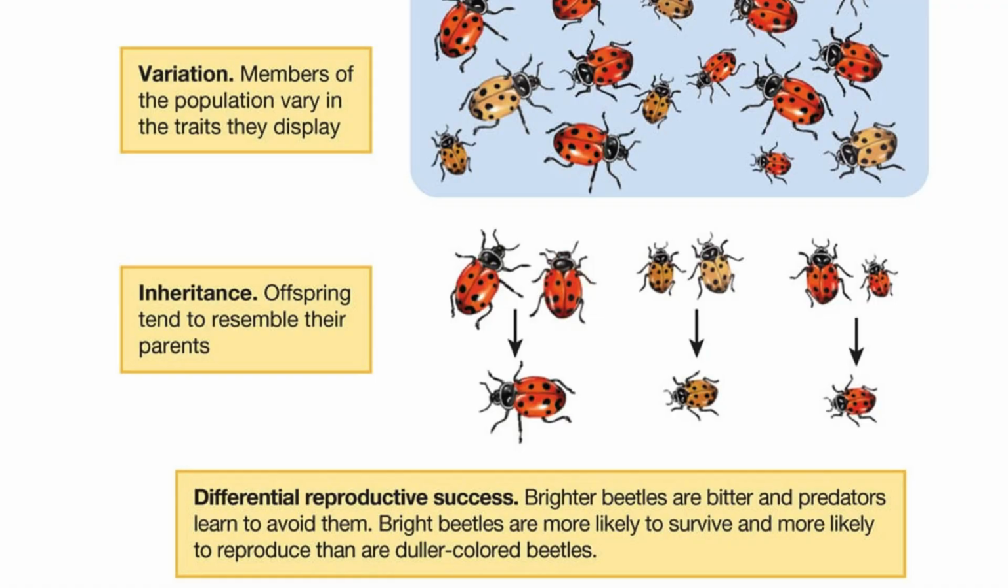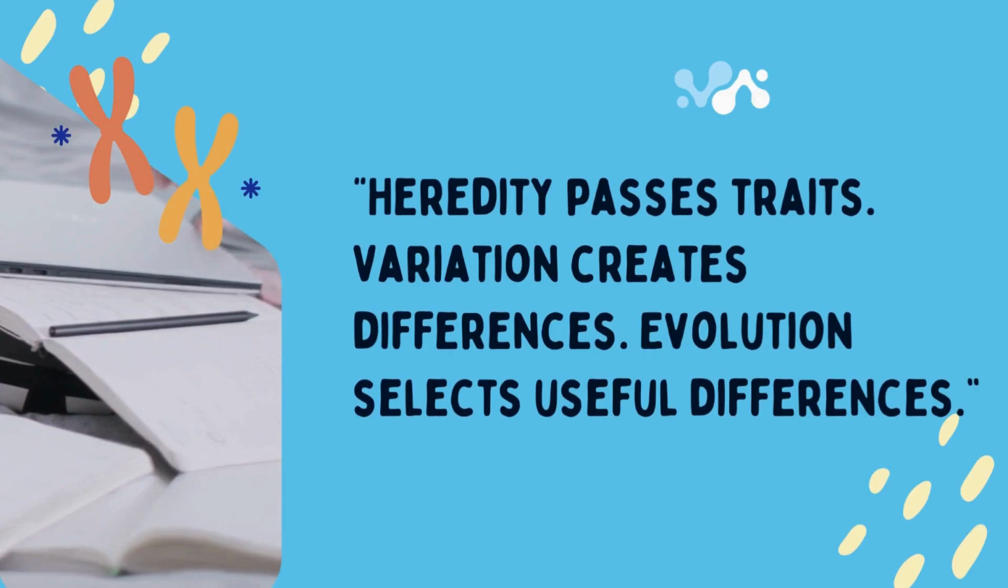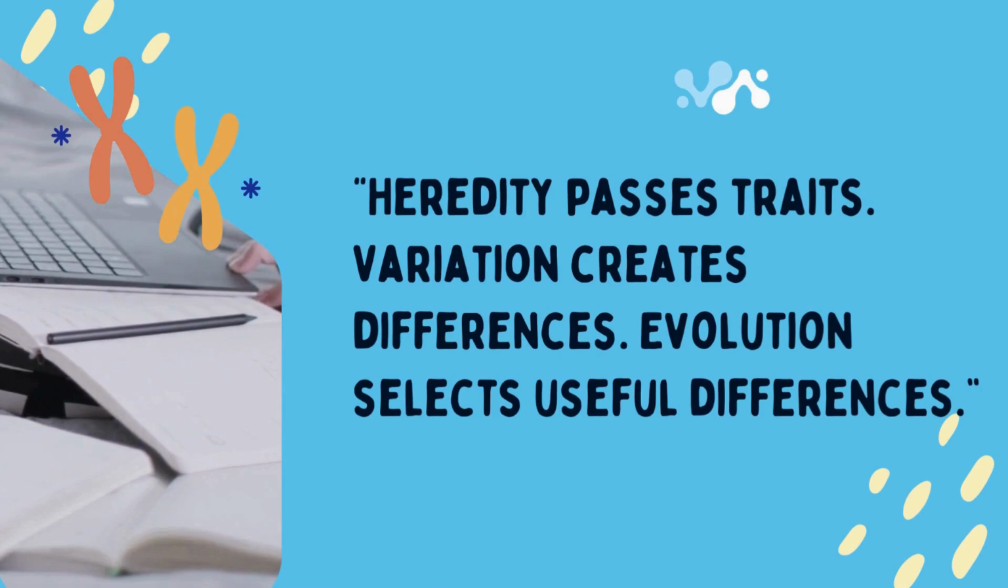Heredity and evolution are closely connected because evolution happens due to inherited variations. Evolution is the accumulation of inherited variations. Heredity produces variation and variation provides raw material. Evolution selects useful variations. Without heredity, evolution cannot occur.